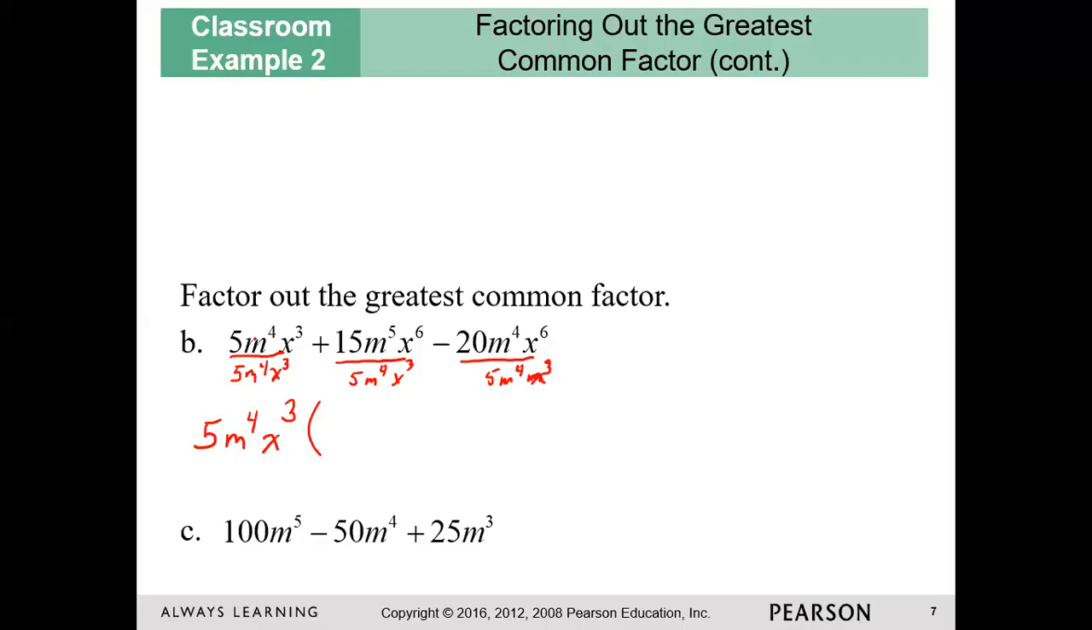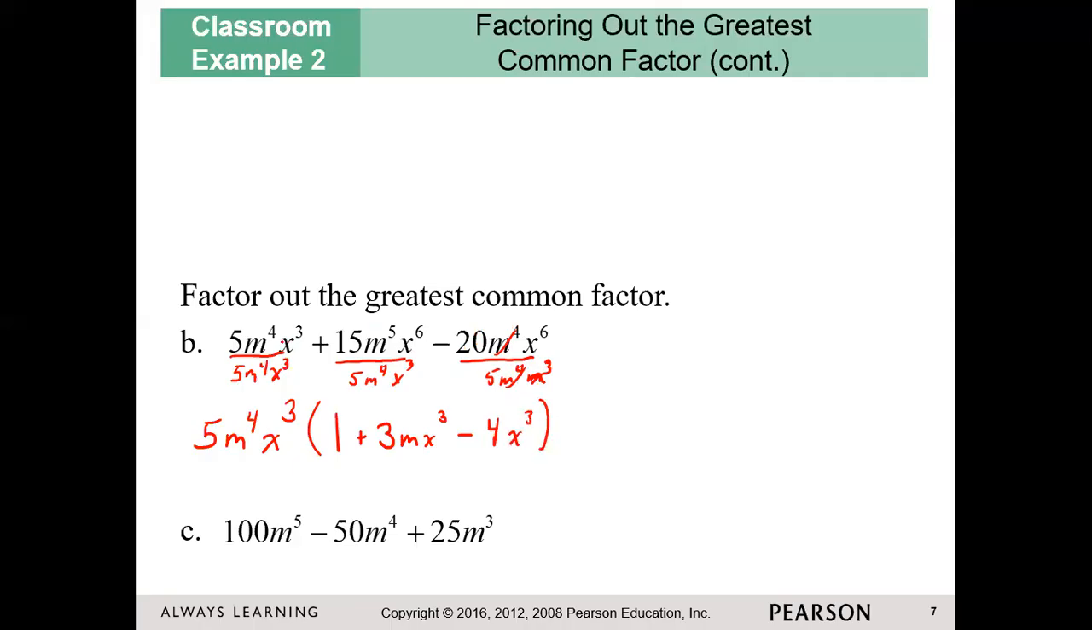All right. So again, when you divide this whole first term by the GCF, you're left with just a 1 there. So plus, then you have 15 divided by 5 is 3. M to the fifth divided by m to the fourth is just m. X to the sixth divided by x to the third is x to the third. So that middle term is completely done. Bring down the minus. 20 divided by 5 is 4. M to the fourth divided by m to the fourth, they cancel each other out. And then x to the sixth and x to the third is just going to be x to the third.